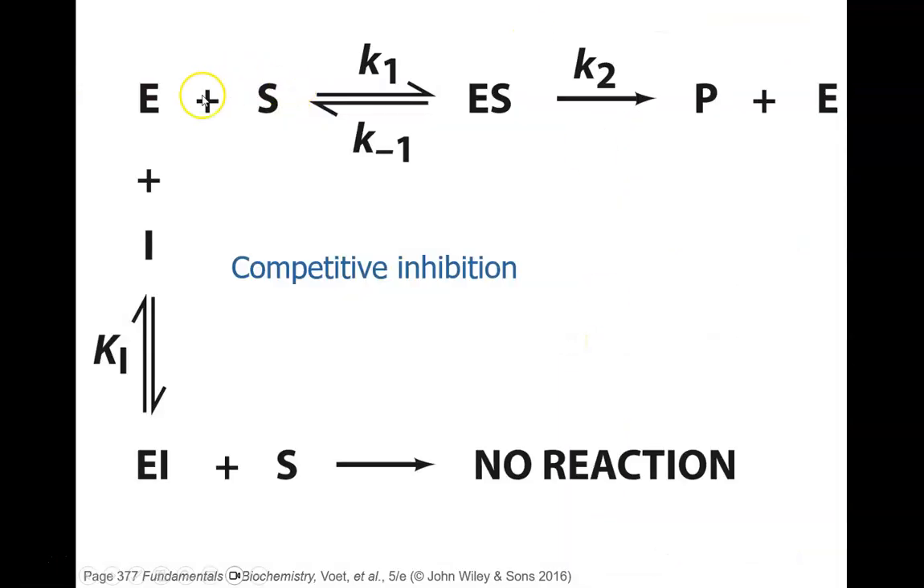So we can take our Michaelis-Menten equation and modify it this way. Either the enzyme binds the substrate or it binds the inhibitor. So again, the substrate and the inhibitor are competing for the active site. So you either get an enzyme-substrate complex and you form product, or you get an enzyme-inhibitor complex, and since the inhibitor is occupying the active site, the substrate can't, and you get no reaction.